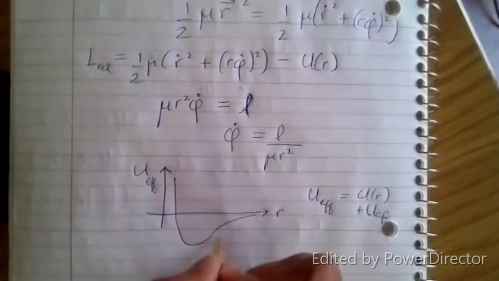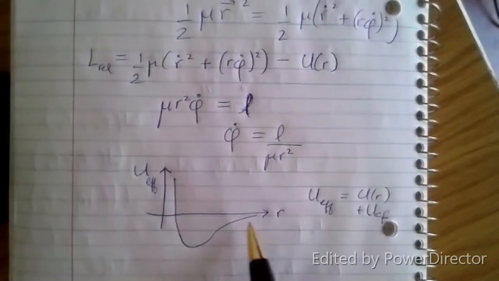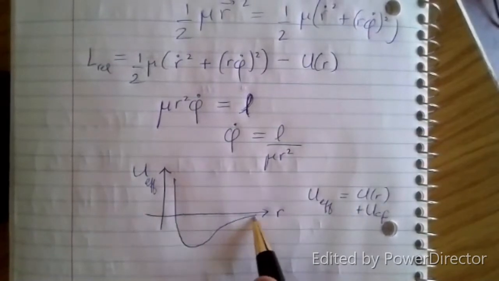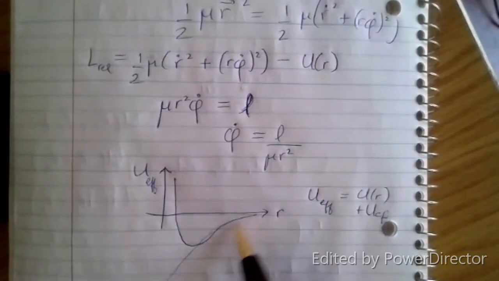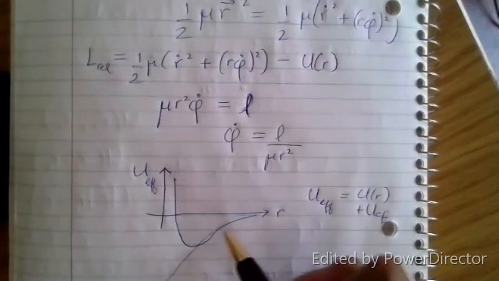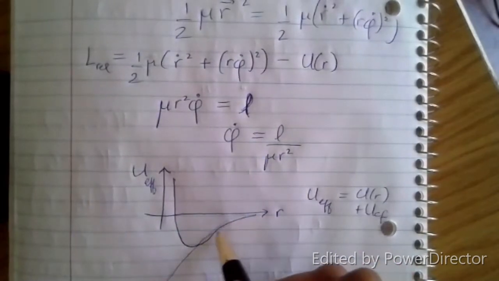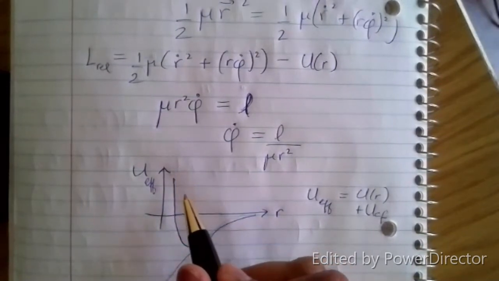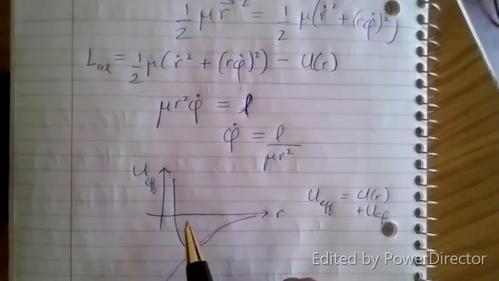And that's what makes it go back up again. Because if it was just the true potential, that would be, in the gravitational case, for example, just minus 1 over r. So that would just go down like this. But what we'll see is that the centrifugal term actually causes it to shoot up as long as the angular momentum is non-zero.